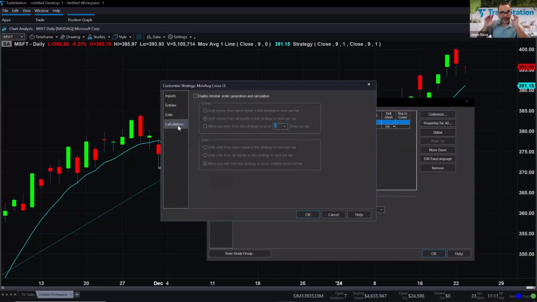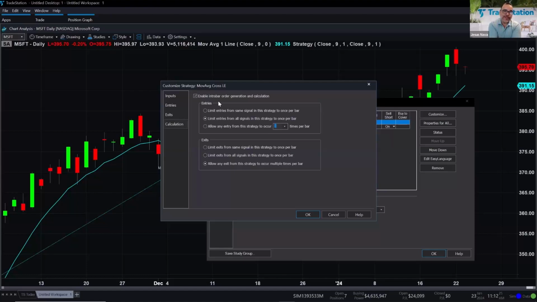Again, just keep in the back of your mind that the default is that the strategy will calculate on the close of the bar. But now I can come here to the calculation of the strategy and say, well, I want to enable intra-bar order generation and calculation. There's a few things to pay attention to. If you turn this on, you have to figure out how many times you allow this strategy to trade within the bar, because if you turn on this feature, you're actually letting the strategy generate a trade possibly on every single tick.